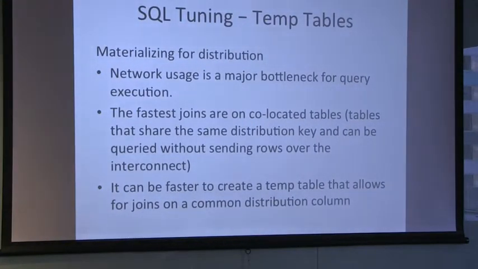Okay, so what do we mean by materializing for distribution? Greenplum is a distributed system. You have data residing on a whole bunch of database nodes, and they talk to each other. They have to exchange information across the interconnect. So that is a major bottleneck, actually, for query execution. So the fastest joins are on co-located tables, right? And by that we mean tables that share the same distribution key so that they can be joined, and when they're joined, they don't actually have to exchange any data over the interconnect.